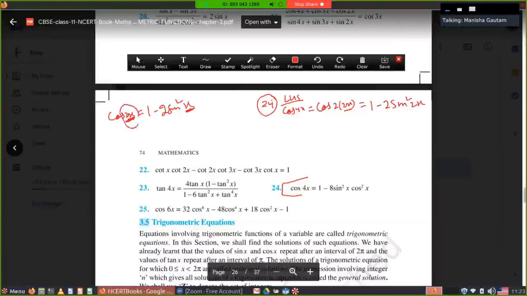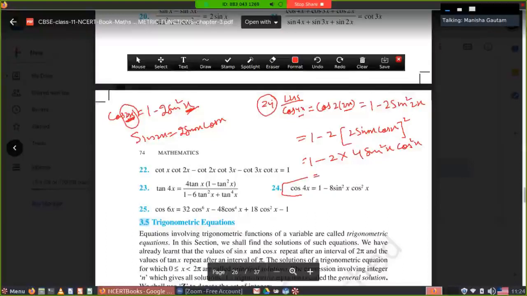Because when the angle is 2x, it becomes half on the right hand side. If it is 4x, it becomes 2x. Now this is 1 minus 2 as it is, and square, write like this, sin 2x. The formula of sin 2x is 2 sin x cos x. Apply here 2 sin x cos x and simplify it: 2 into, that is 4 sin square x cos square x. It becomes 1 minus 8 sin square x cos square x, and this is the right hand side of the question.